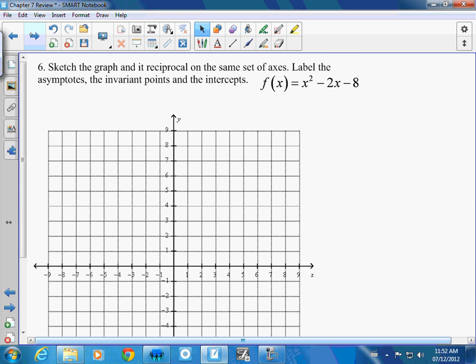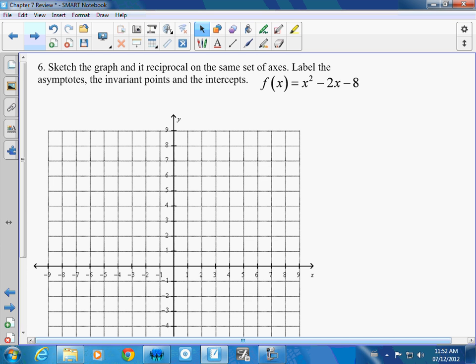Let's look at the question. What does that look like first? It's quadratic though, isn't it? We're gonna sketch this graph, and then we're gonna sketch the reciprocal. Okay. How do we sketch this quadratic?